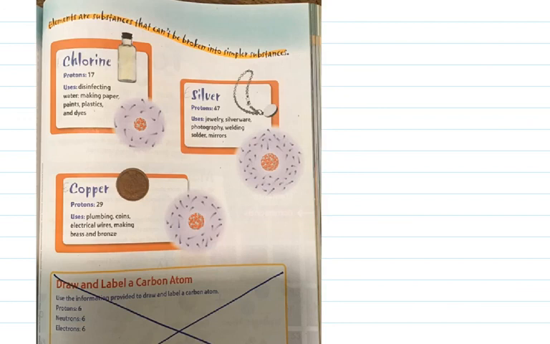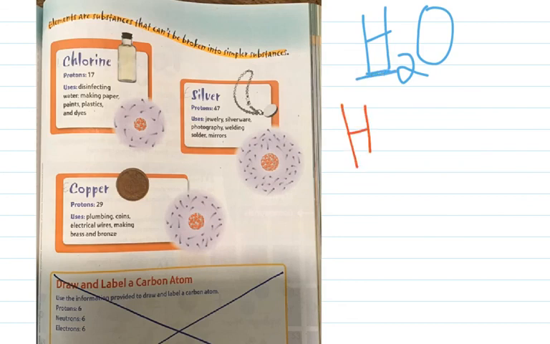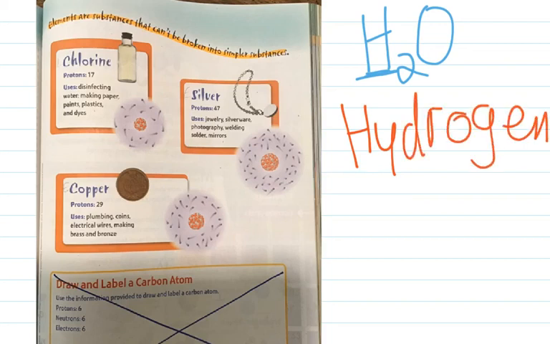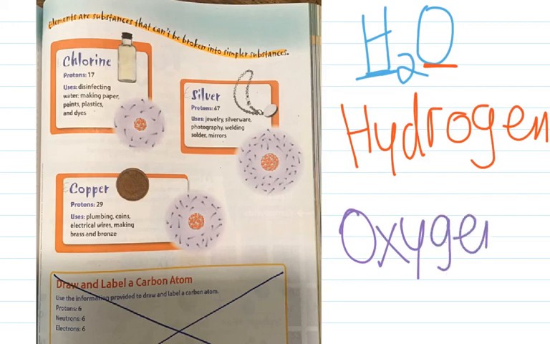Now, what do we drink all the time? We drink what? Water. Okay, water. What's another name for water? H2O. What does the H stand for? If you said hydrogen, you would be correct. What about the O? What does the O stand for? If you said oxygen, O-X-Y-G-E-N, you would be exactly right.